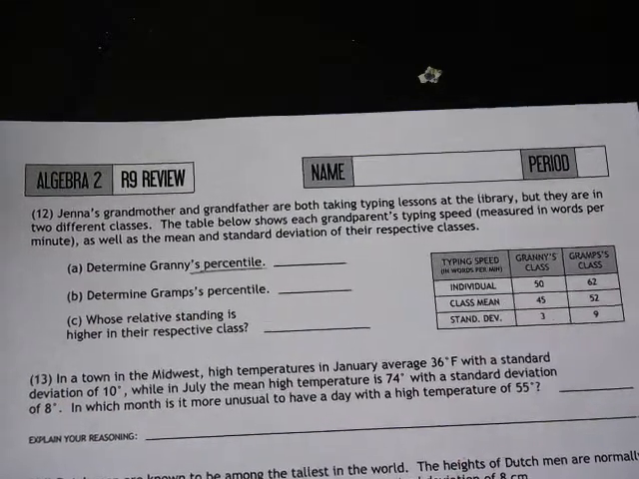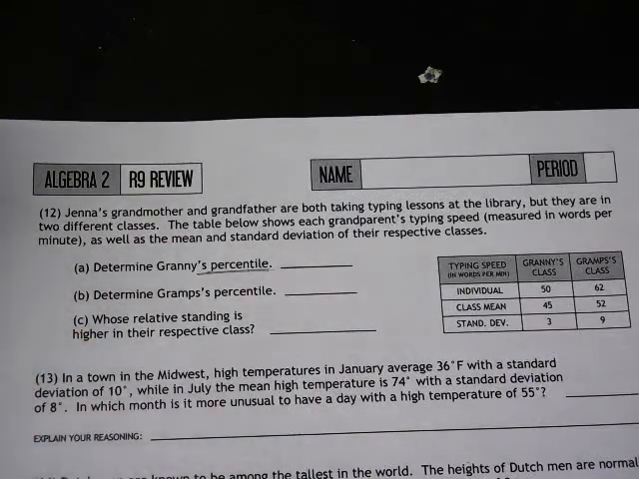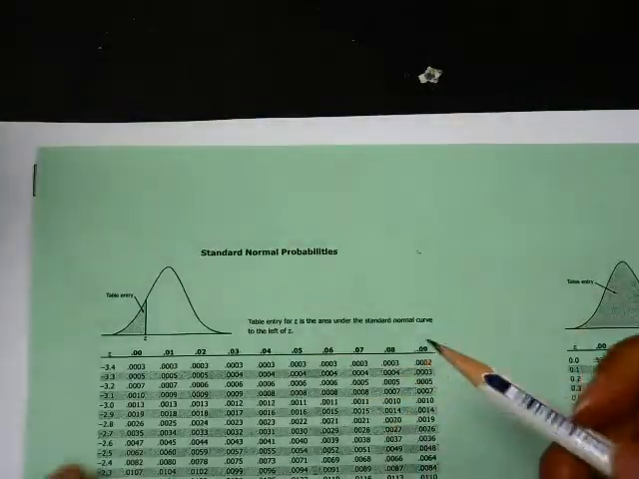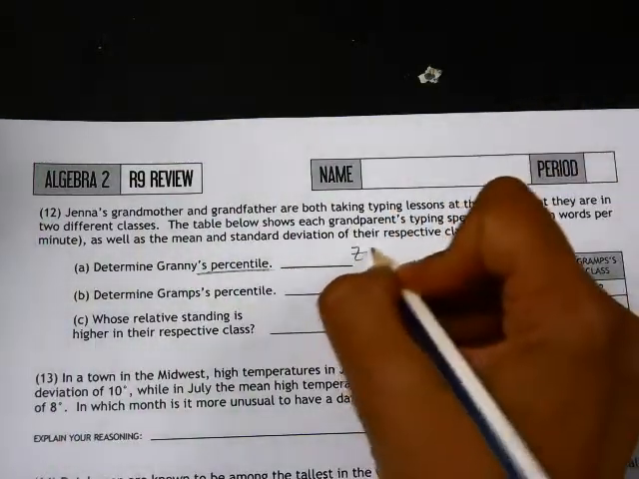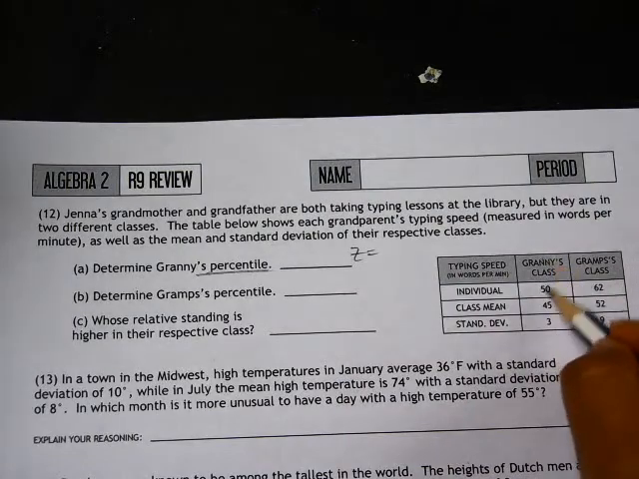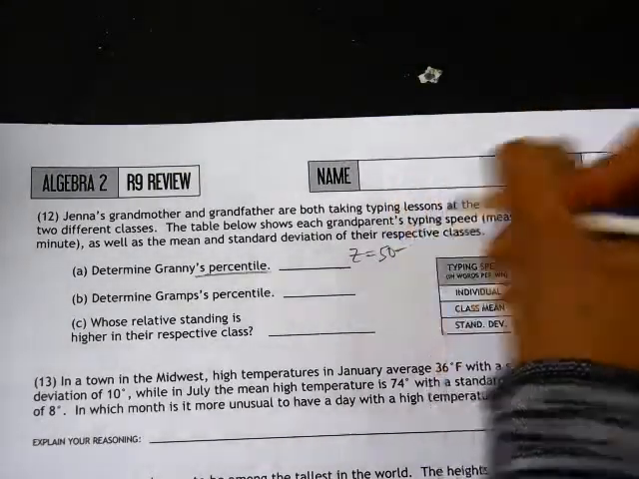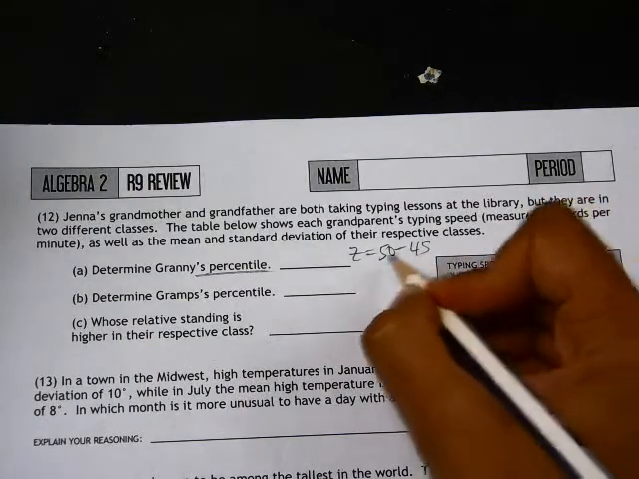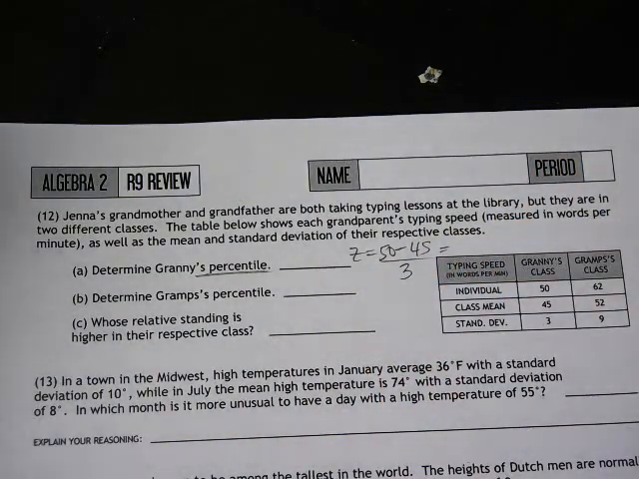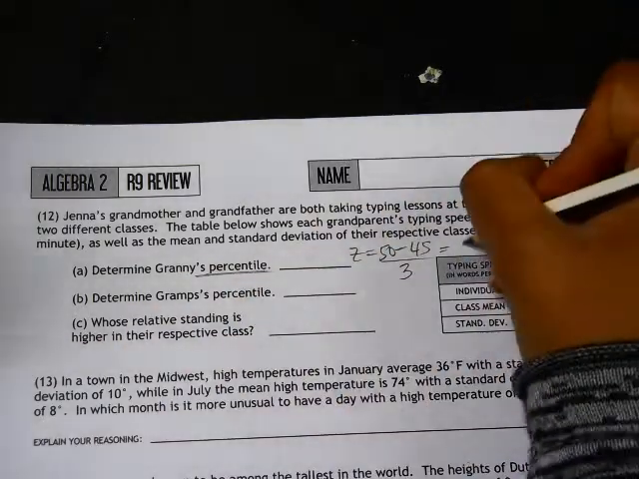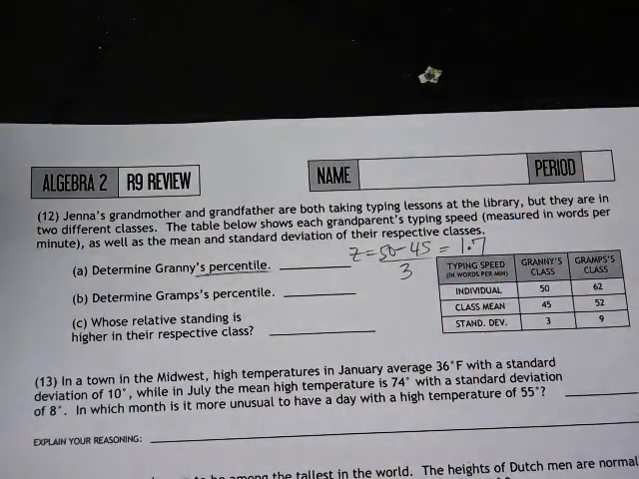Before you can find the percentile using the z-table, you need to know the z-score before you can look that up. So let's calculate Granny's z-score. Here her individual speed was 50, the mean was 45, and the standard deviation was 3. So that would be 5 divided by 3, which is 1.7. And looking up her percentile, we're looking for positive 1.7 as my z-score.